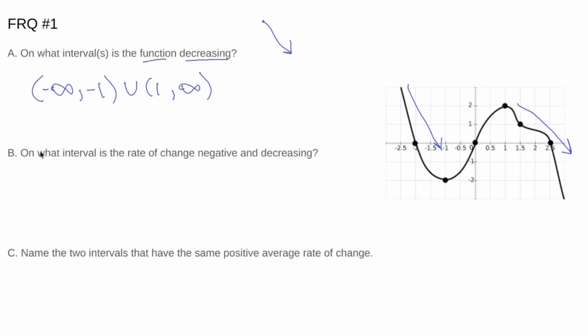Now let's take a look at B and understand the difference between what's being asked. B is asking on what interval is the rate of change not only negative, but decreasing. Rate of change is a fancy word for slope. So it's asking when is the slope negative. That does mean down and to the right, but also if the rate of change is decreasing, that also means concave down. So we need the part where it's going down and to the right and also concave down. So let's see what we marked up here in blue and see if any of this is concave down.